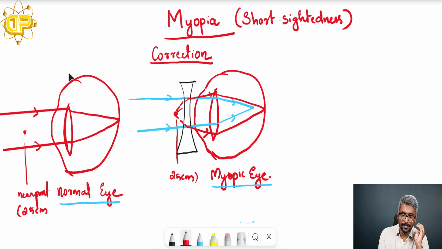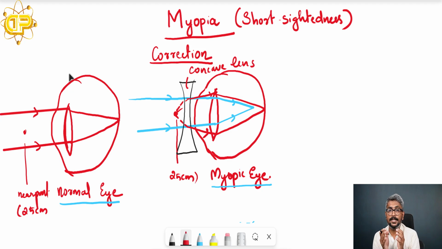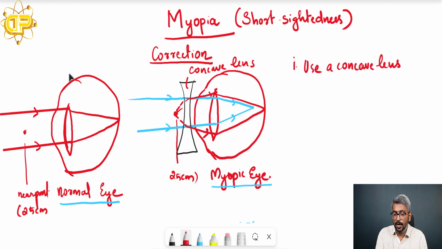So here also the same thing happens. The object is kept at infinity, and you use a concave lens, and the concave lens will just diverge the rays. They will form the image of the object, which falls on your near point, and then you can see that object clearly. So your correction is nothing but using a concave lens of suitable power.